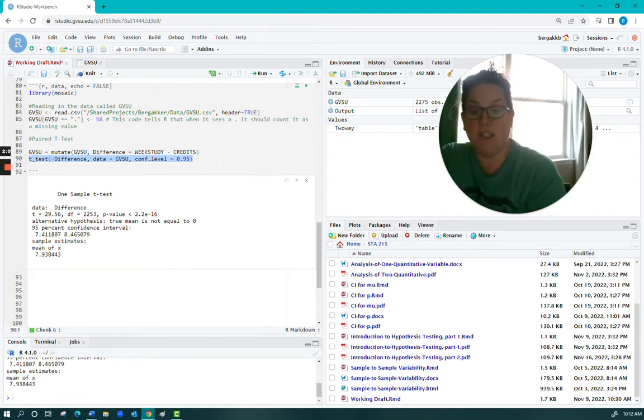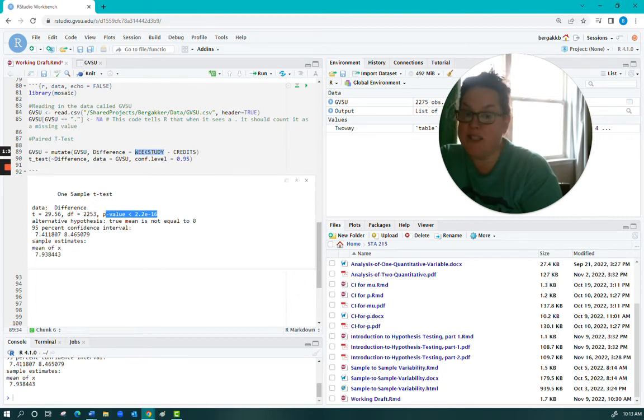So we have a t, which is enormous. 30 is a very large t-test statistic, and because it's positive, that indicates that week study time is greater than credits. So that's our degrees of freedom. Remember, that's just n minus 1. We have an extremely small p-value, so e negative 16 is the same as saying 2.2 times 10 to the negative 16, which means you would have 15 zeros after the decimal point and then a 2.